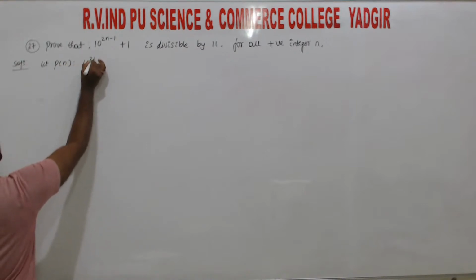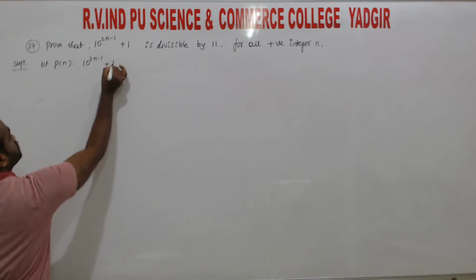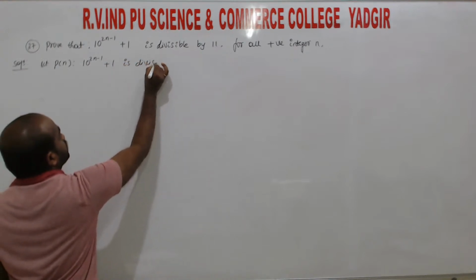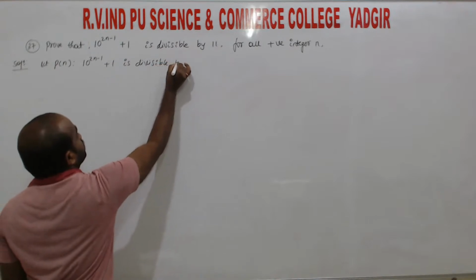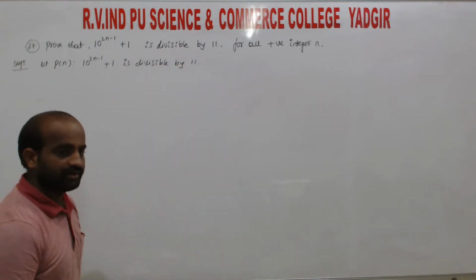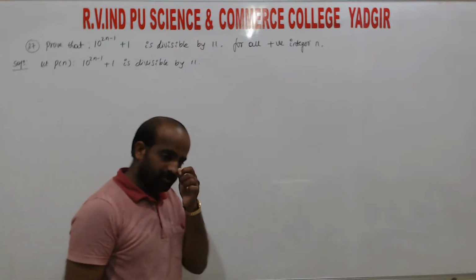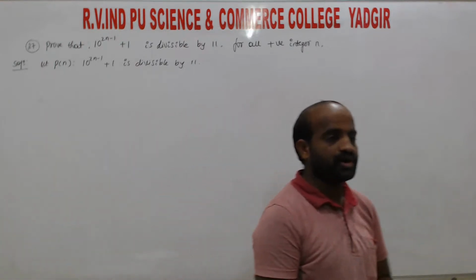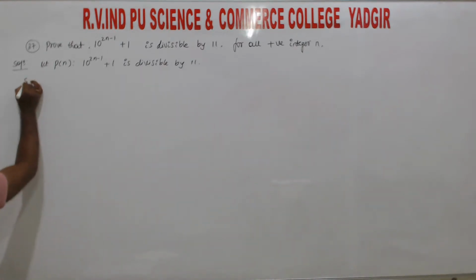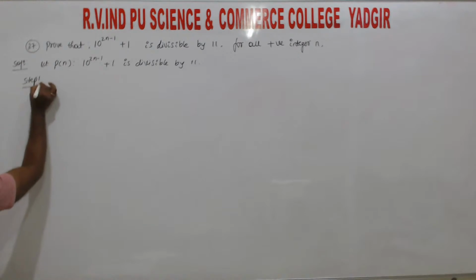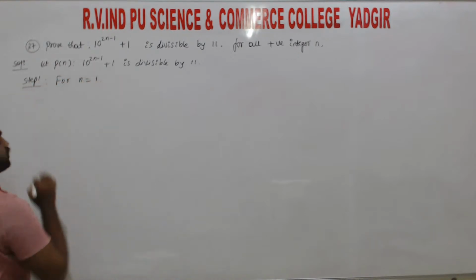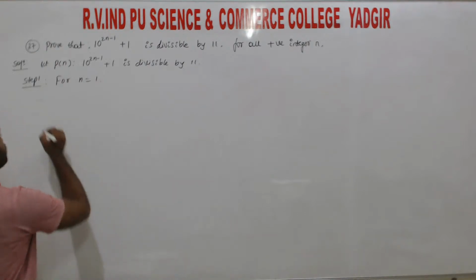P of n: 10 to the power 2n minus 1 plus 1 is divisible by 11. Next, step 1: verify the statement P of n is true for n equal to 1.